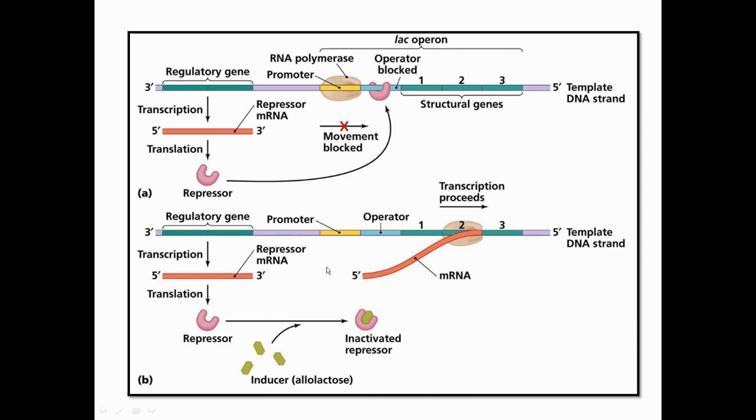When lactose is present in the outer medium, then this repressor protein binds with the inducer, that is lactose or allolactose. This is going to be inactivated. Then DNA-dependent RNA polymerase can move downstream for the transcription of Z, Y, A, and ultimately leads to the formation of the enzymes which can digest lactose and increase the permeability of the membrane to absorb more and more lactose from the outer medium. This is how gene expression is controlled.